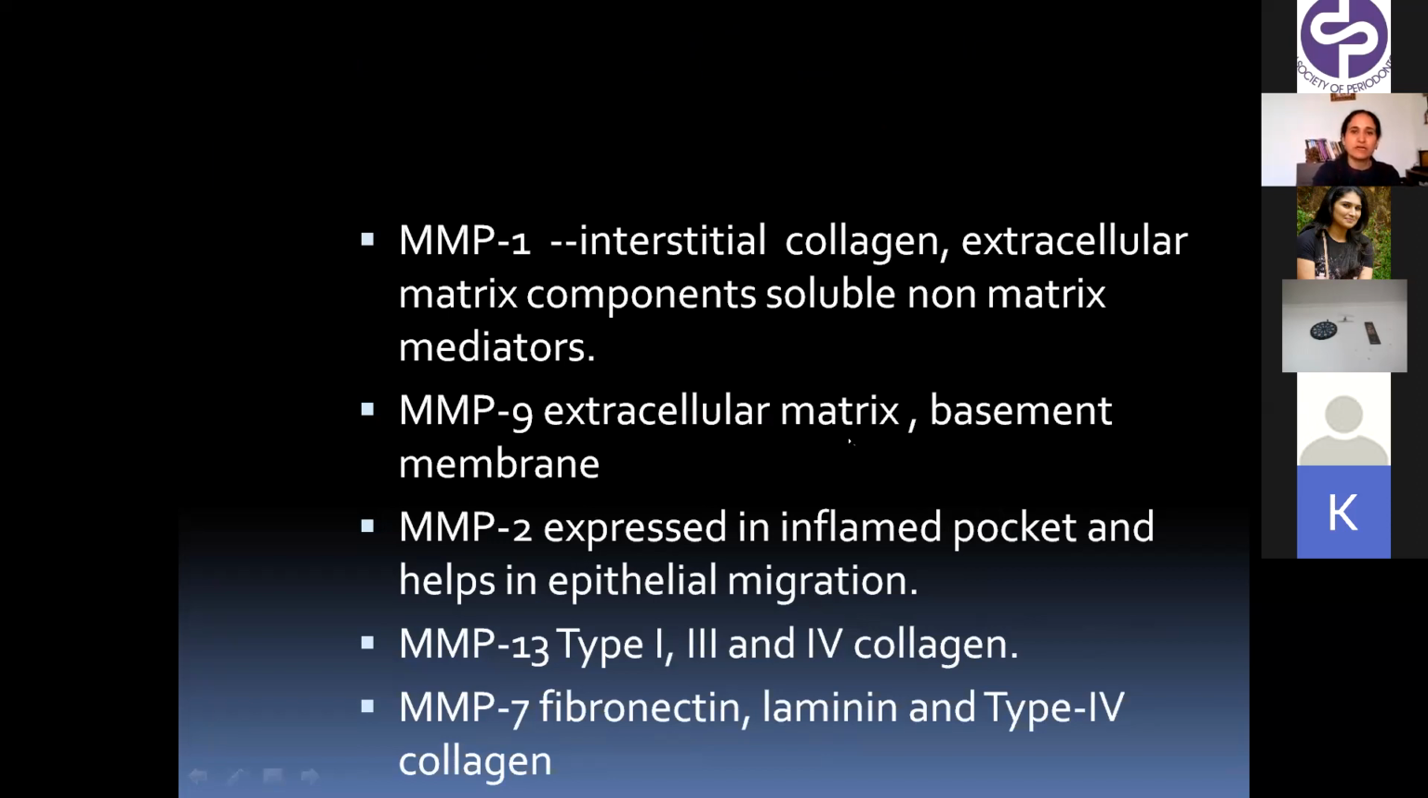MMP9 will degrade extracellular matrix and basement membrane. MMP2 is expressed in the inflamed pocket and helps in epithelial migration. MMP13 is important for type 1, 3, and 4 collagen. And MMP7 degrades fibronectin, laminin, and type 4 collagen.